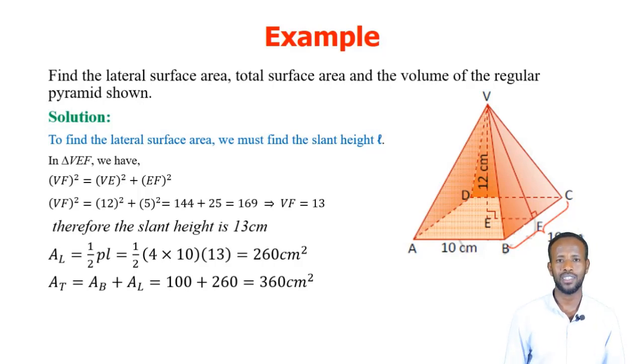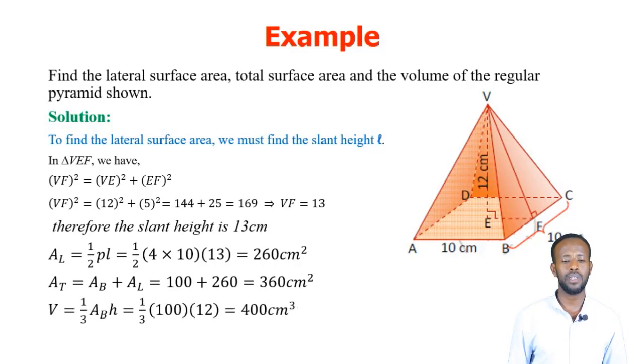Volume, simple. Volume is obtained by what? Area of the base times height. What's the area of the base? Side square, 10 square. Isn't it? Why we said side square? Because the base is square by itself. So volume will be equal to 1 over 3 area of the base times height, 1 over 3 times 100 times 12, and this will become 400 centimeter cubic.